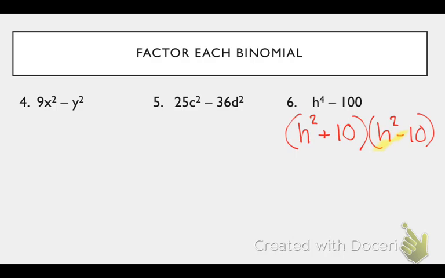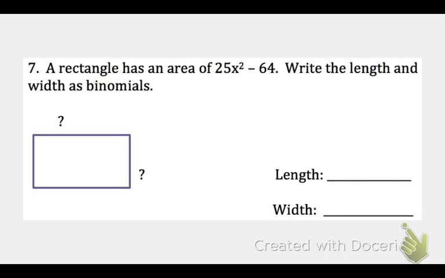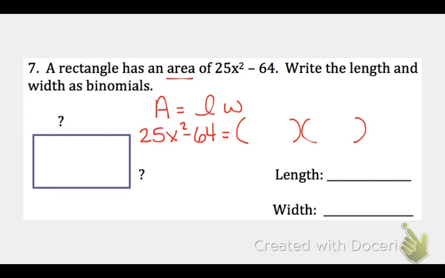Number 7 is an application question. It says a rectangle has an area of 25x squared minus 64, it should say units. Write the length and width as binomials. So if you're being asked what is the length and width, think about what concept is here. Well, it's area. Area is found using length times width. So we know the area. It is 25x squared minus 64 units. It's a polynomial. So we need to figure out what the length and width are, so it's going to be two things multiplied together. Well, how do we find what two things they are?